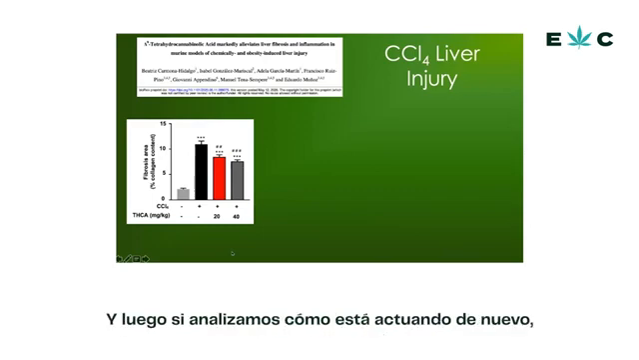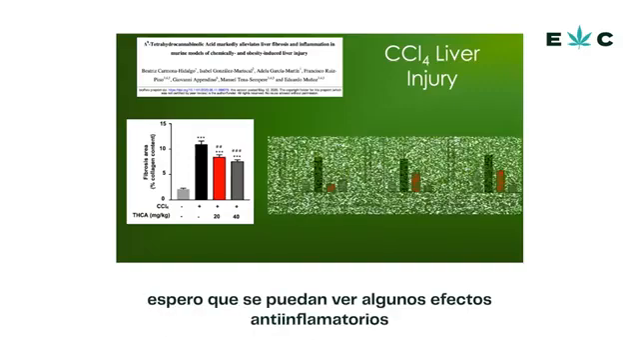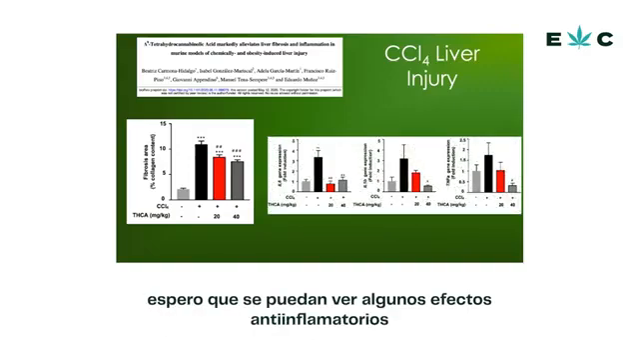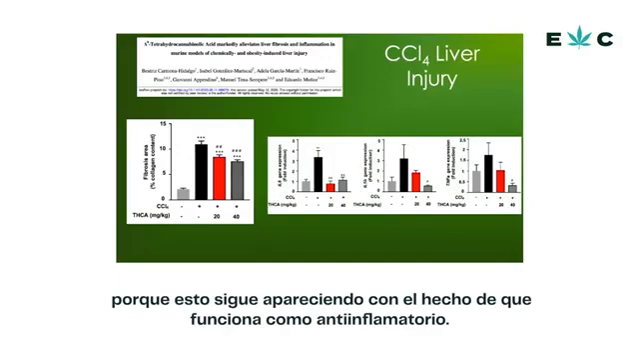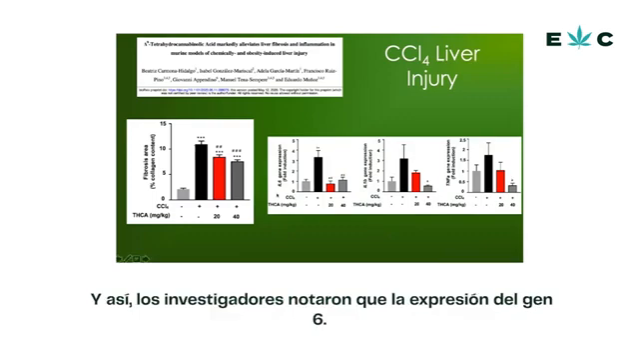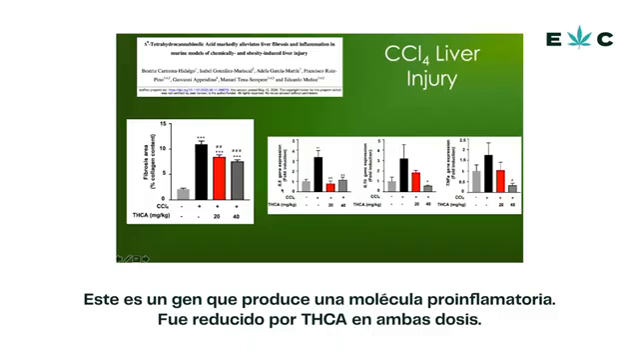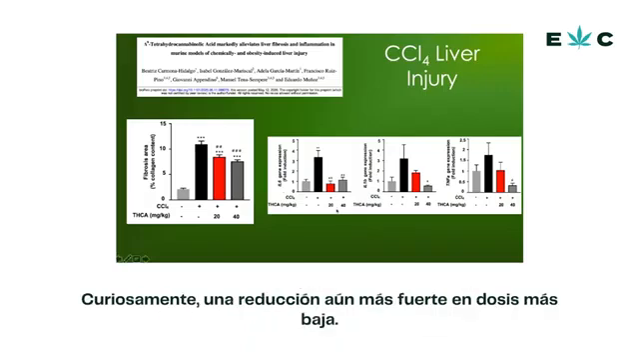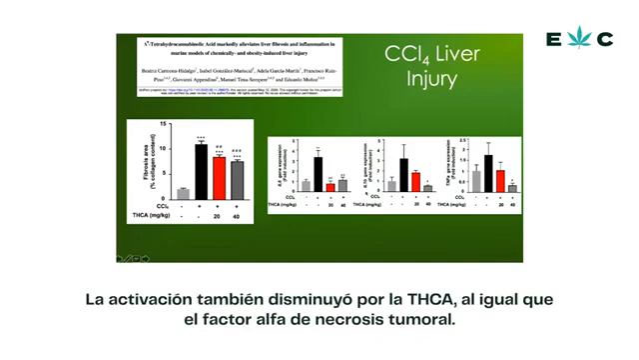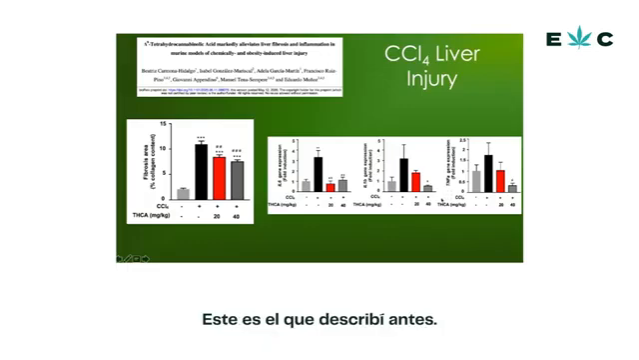And then when looking at how it is acting, again, I hope you're expecting to see some anti-inflammatory effects, because this keeps coming up with THCA, that it works as an anti-inflammatory. And so the researchers noted that interleukin-6 gene expression, this is a gene that produces a pro-inflammatory molecule, was reduced by THCA at both doses. Interestingly, even a stronger reduction at the lower dose. Interleukin-1B gene activation was also decreased by THCA, as was tumor necrosis factor alpha. This is the one that I described before.